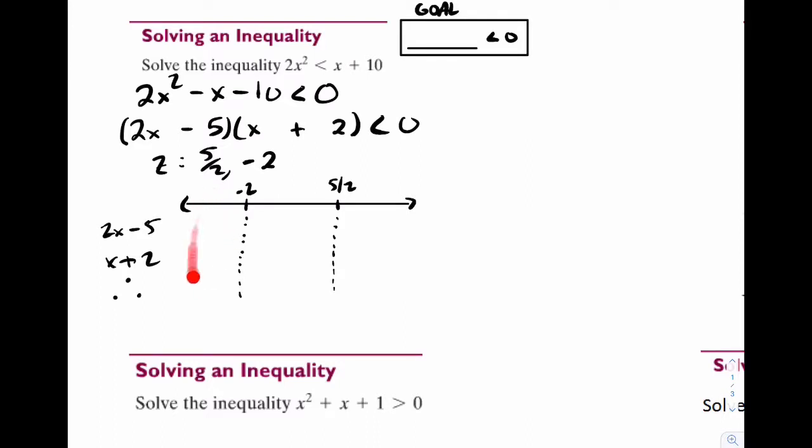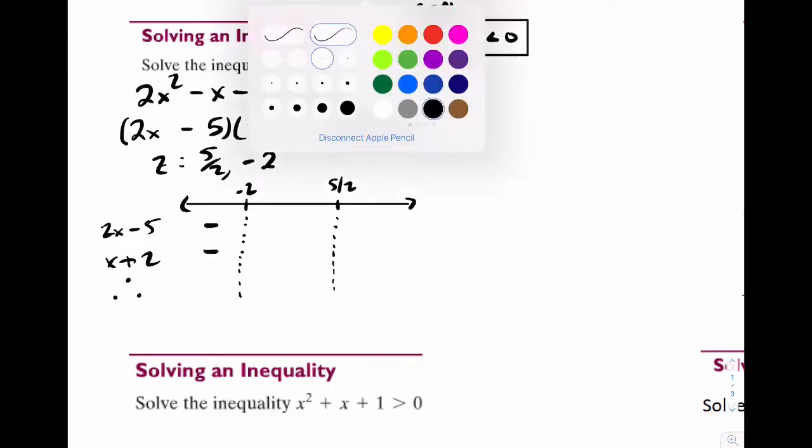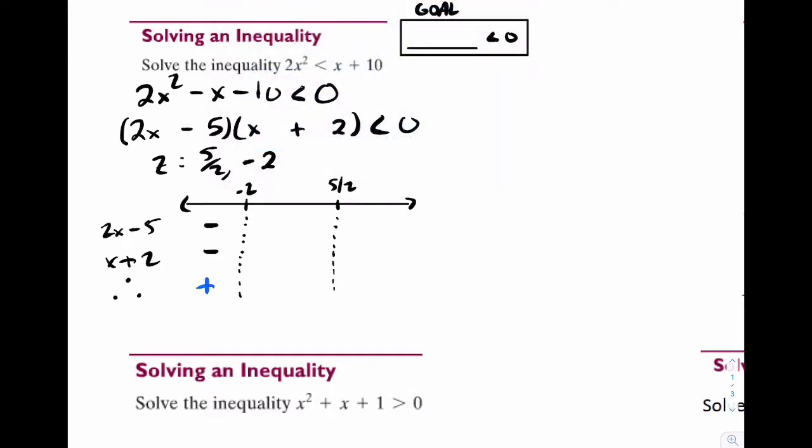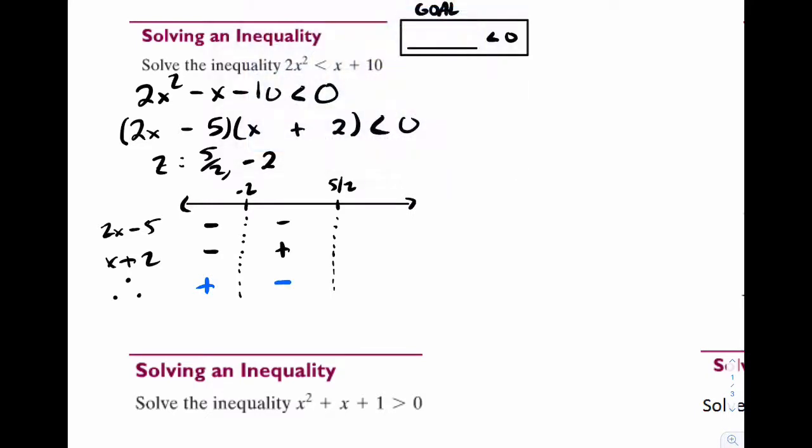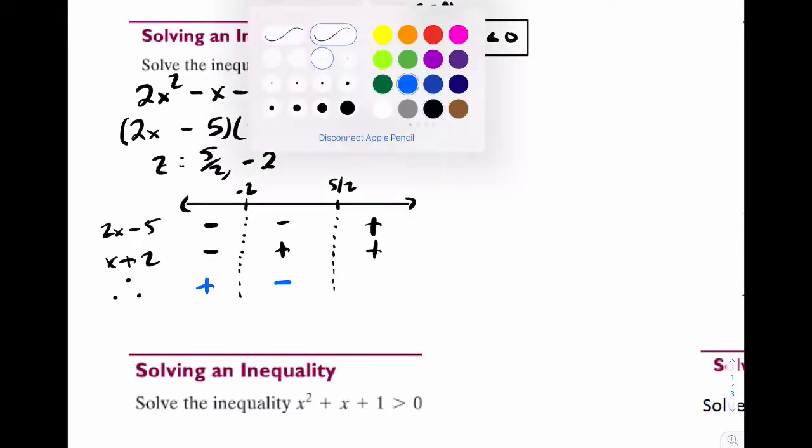In this column, let's pick a big negative number like, I don't know, negative 10 maybe. Plug in negative 10 to each of these. We can see that they're both negative. You multiply two negatives, you get a positive. Let's pick 0 again in the middle. So this should be negative, positive. Outcome would be negative. And something bigger than 5 over 2, like 10, we can see they're both positive. So the outcome is positive.